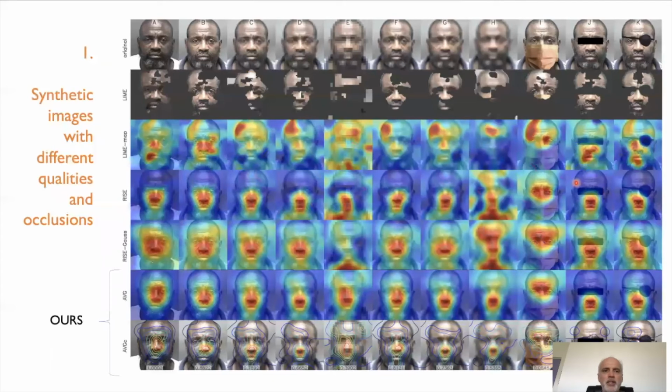So let me show you the experiments. Here are some synthetic images with different qualities and occlusions. We compare these images with the rest of them, and we can see the saliency maps of several state-of-the-art methods, and these are the results that we are obtaining with our methods. We can see how stable our results are.